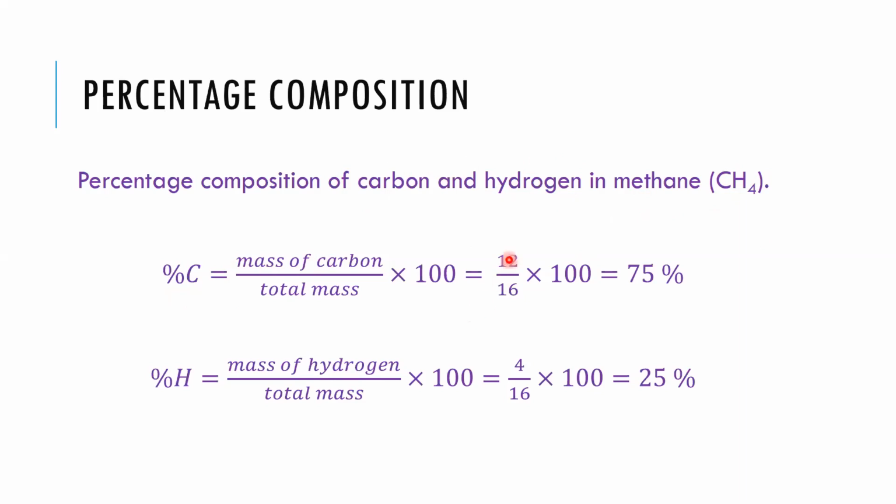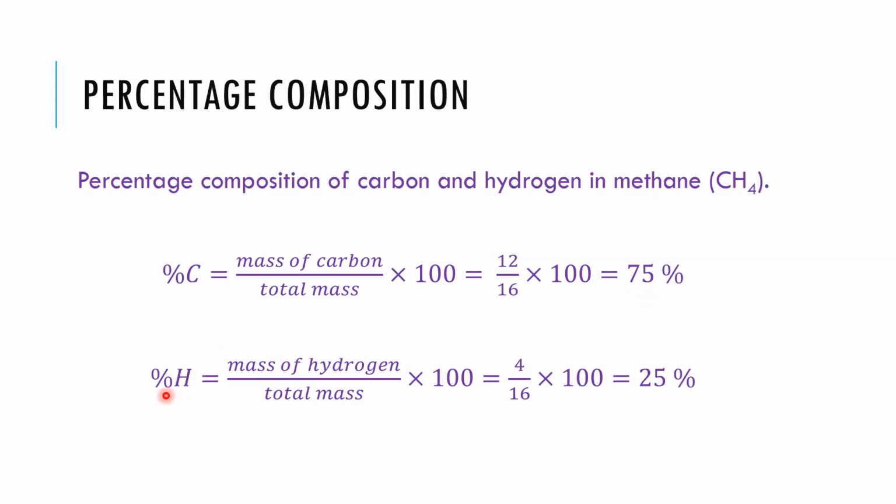So the mass of carbon is 12, and the total mass is 12 plus 4. As you know, if you look at your periodic table, you can find 16, and 12 divided by 16 times 100 will give us 75%. We get a perfect number here, okay? There are no decimal places after this.